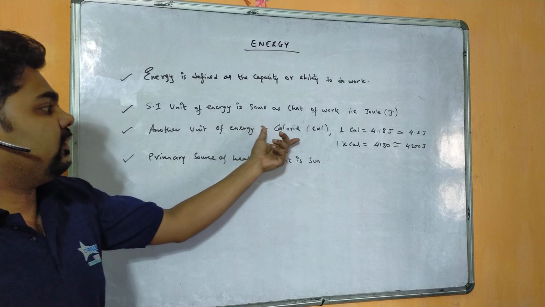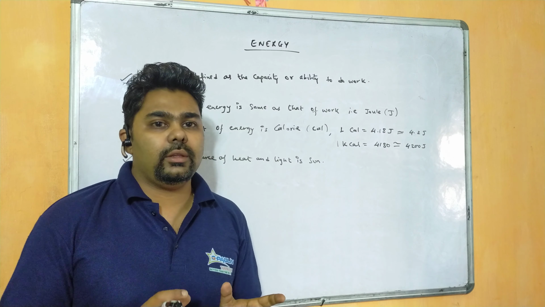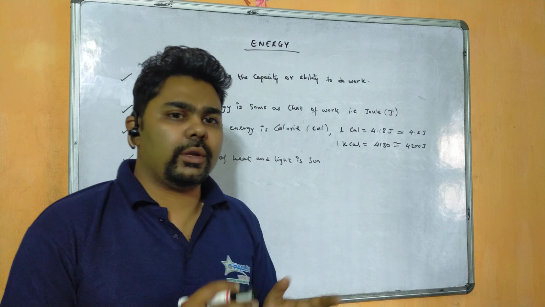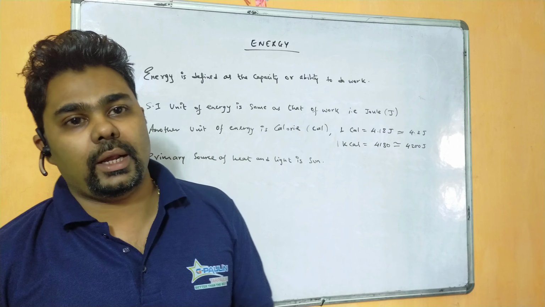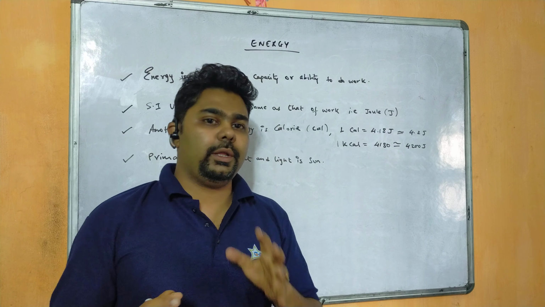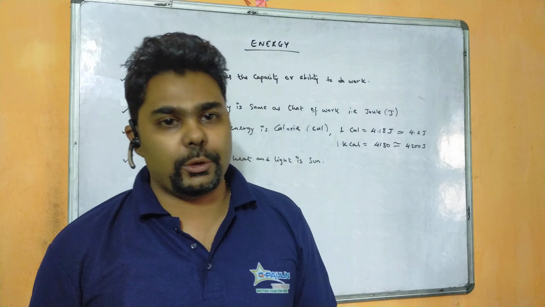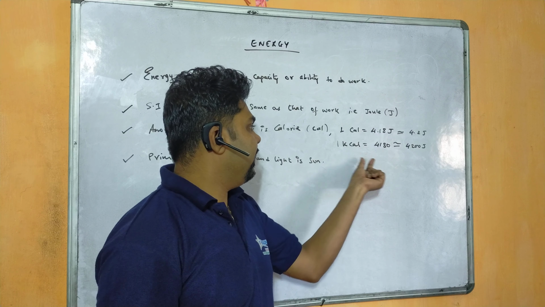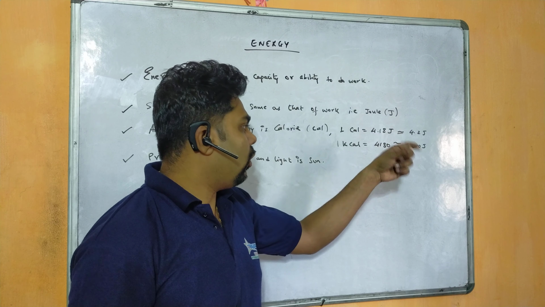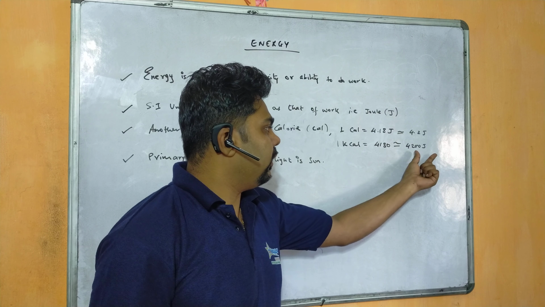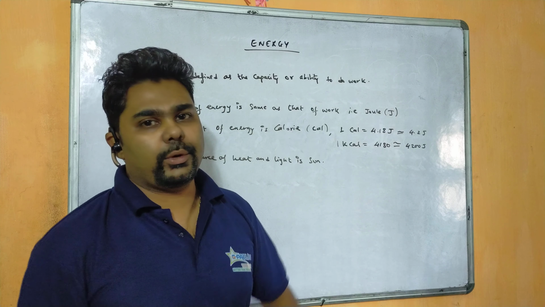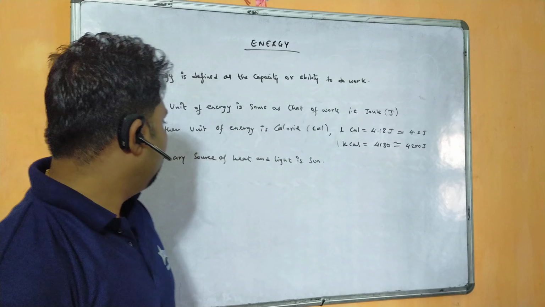Another unit of energy is calorie. So calorie is another unit of energy. Joule is the SI unit, but another unit we can consider is calorie. 1 calorie equals 4.18 joule, but if you round it off, you will get 4.2 joule. Similarly, 1 kcal, K stands for kilo, that is 1 kilocalorie equals 4180, or that is equal to 4200 joule. So you might write 4200, or specifically you can write 4180, both are correct.